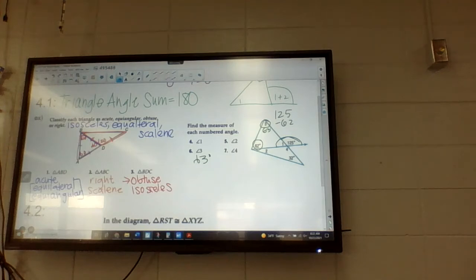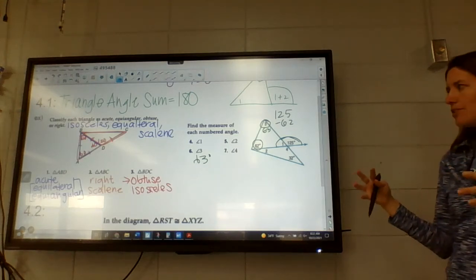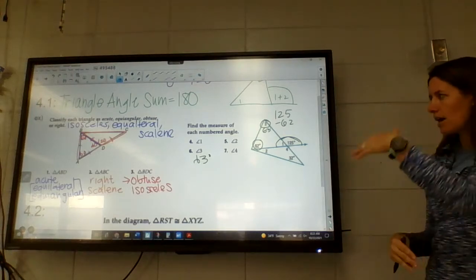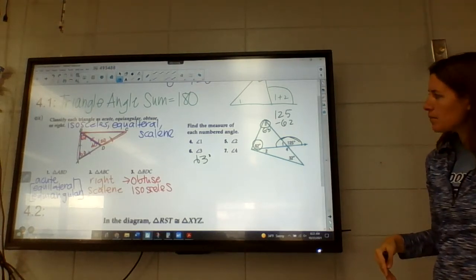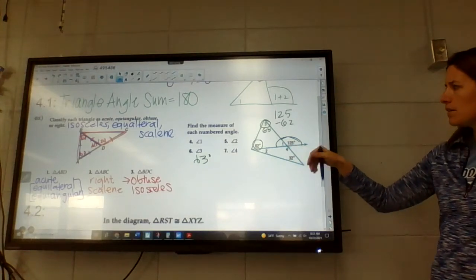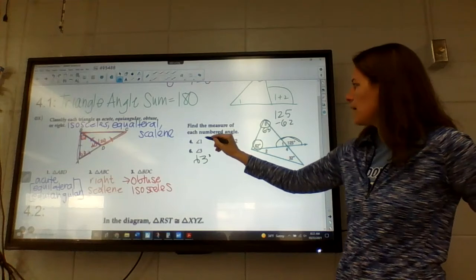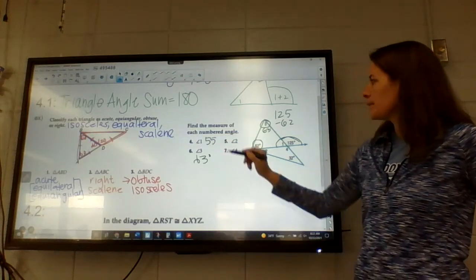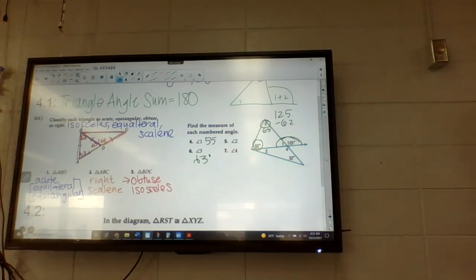I kind of think this is interesting. You're like, oh, I did it a different way, but it works. So it doesn't matter how you got there, as long as you get there somehow. Right? So does that work out? Is that 55 here? Yeah. So that's angle 1. So angle 1 is 55.